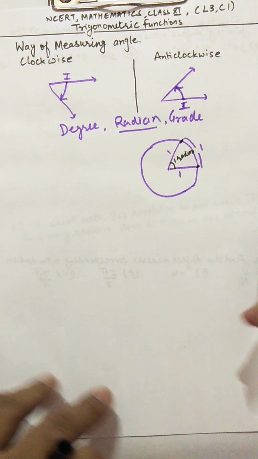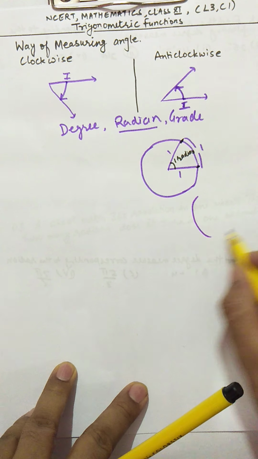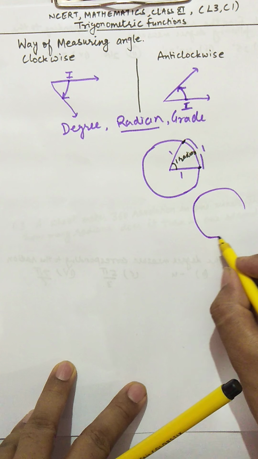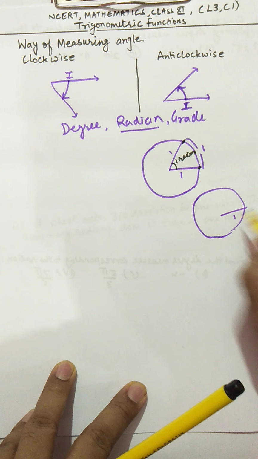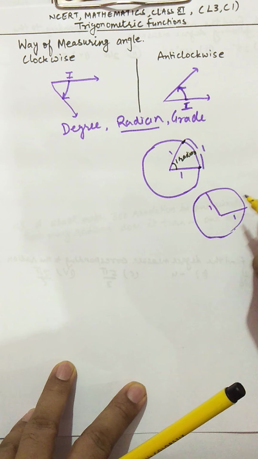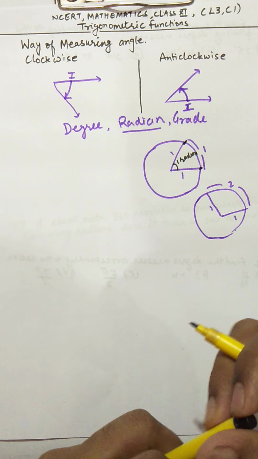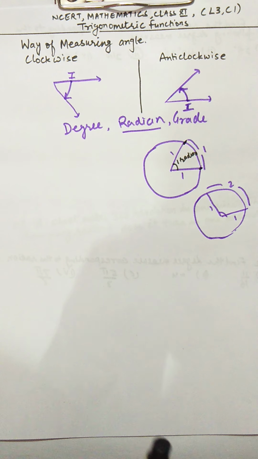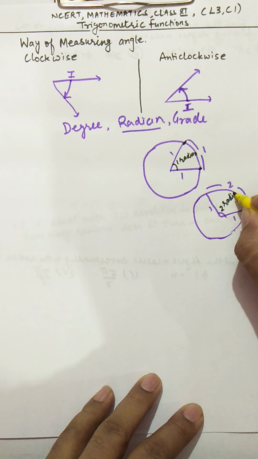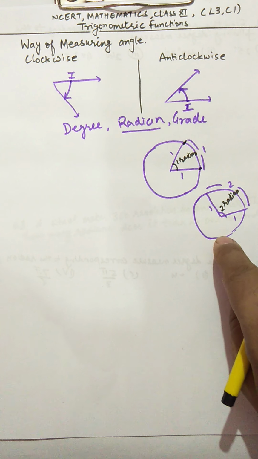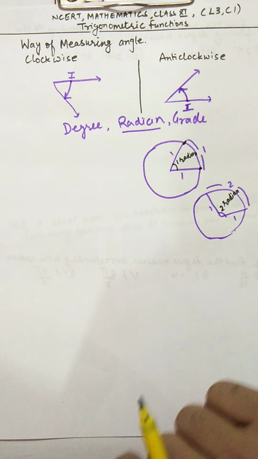Now you can consider this in another way. If I take another circle, and I take this as 1 unit and this as again 1 unit, but this time I take the arc as 2 units, what do you think this angle can be? This angle is now going to be called 2 radian. So this angle has some relation with the radius and the length of the arc.